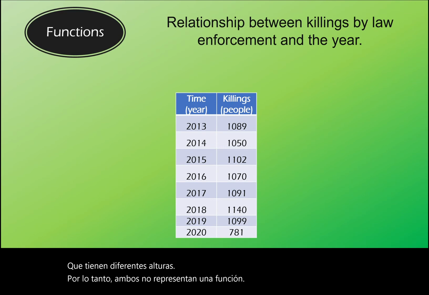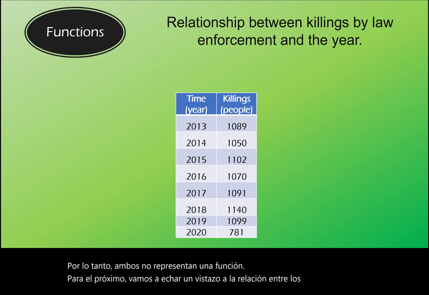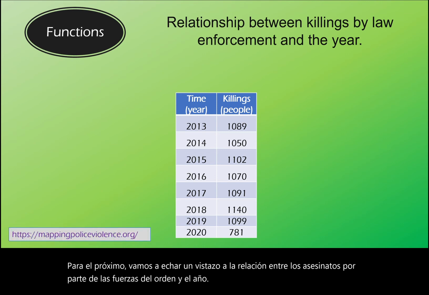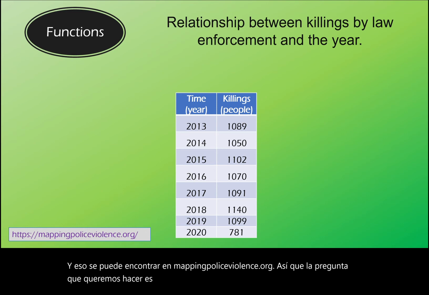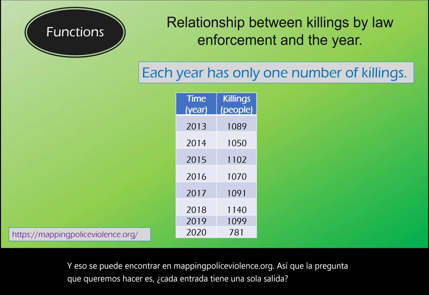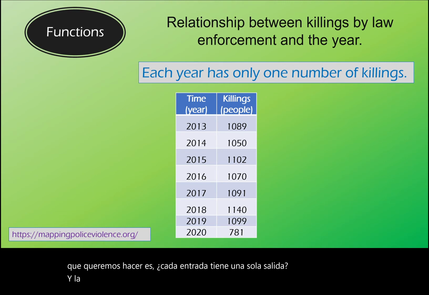For the next one, we're taking a look at the relationship between the number of killings by law enforcement and the year. That can be found at mappingpoliceviolence.org. So the question we want to ask is, does each input have only one output? And the answer is yes. Each year has only one number of killings, so this is a function.